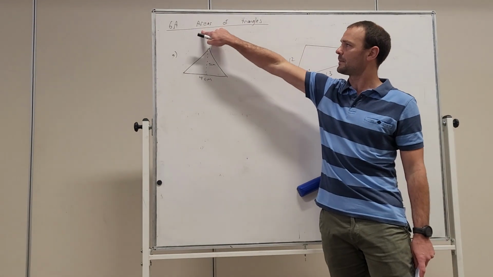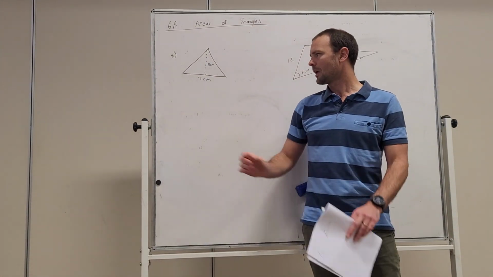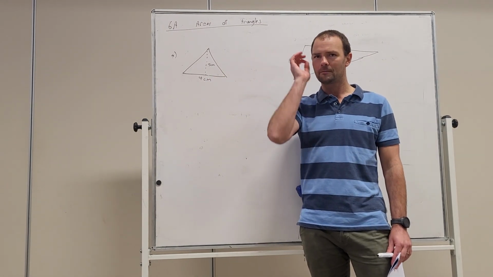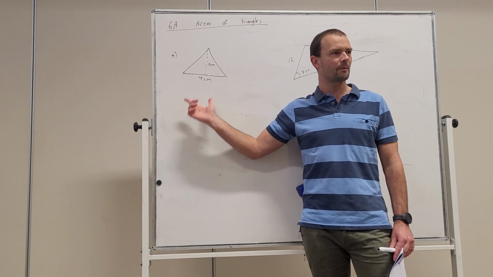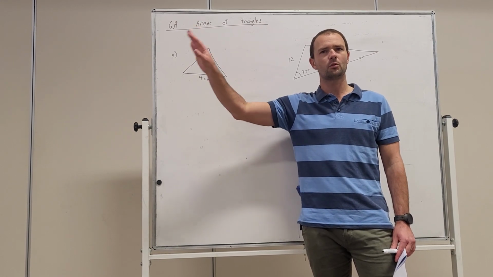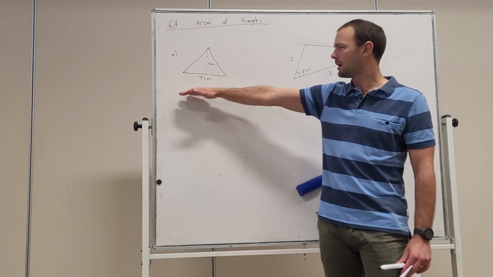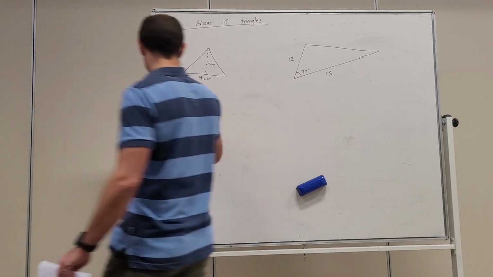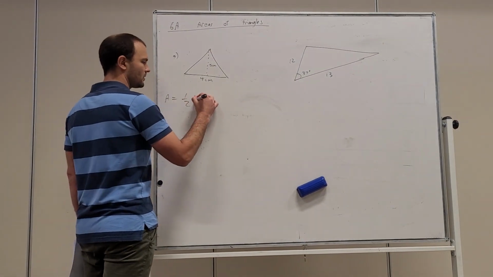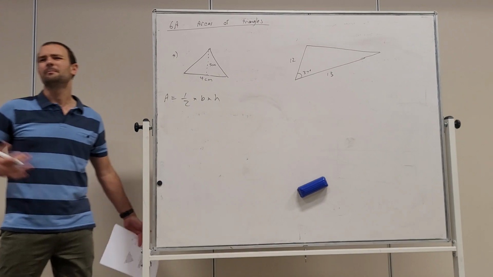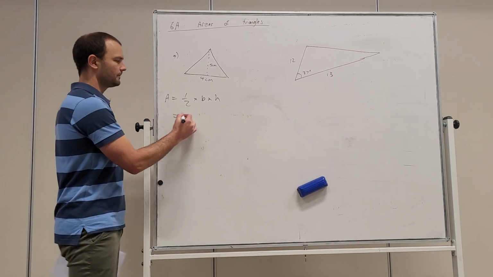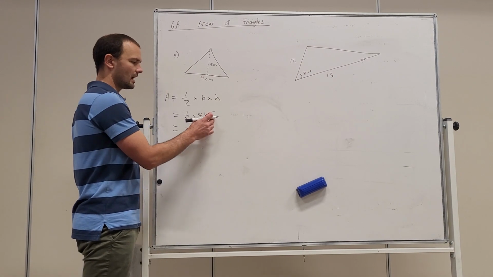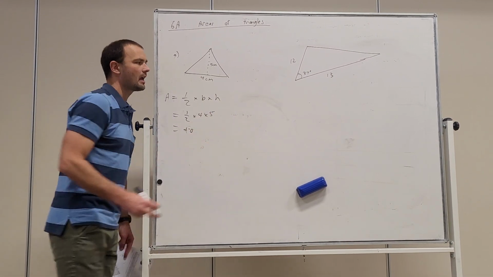So in 6A, we're talking about the area of triangles, right? And so hopefully we can remember from sort of primary school, you start to learn some area formulas. The area of a triangle is half the base times the height. All triangles are half of a rectangle. So this is the base and this is the height. The area of our first triangle here is half times base times height, or you might remember it as base times height divided by 2. Either's fine. So here it's going to be half times 4 times 5. So that's half of 20, it'll be 10.